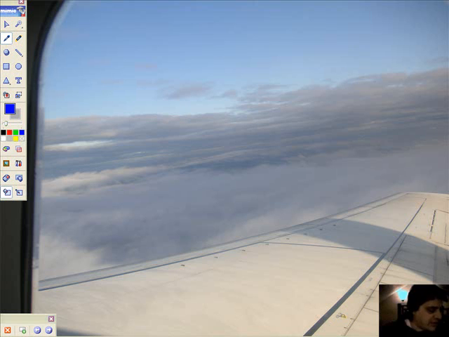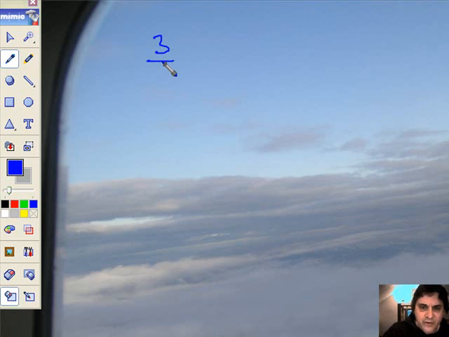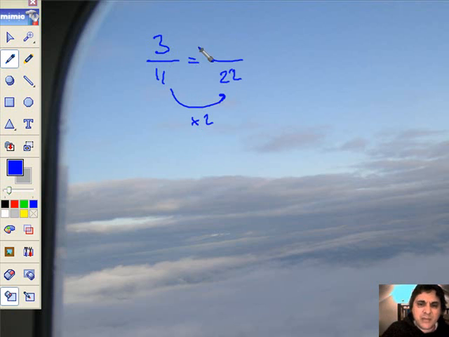Hi, equivalent fractions, page 44. Looking at grade G now, question 2. You're given something like this. This is question 2. 3 over 11 is how much out of 22? Again, this was done in the previous unit. As you can see, from 11 to 22, just double up. So 3 times 2 becomes 6, so that's equivalent.